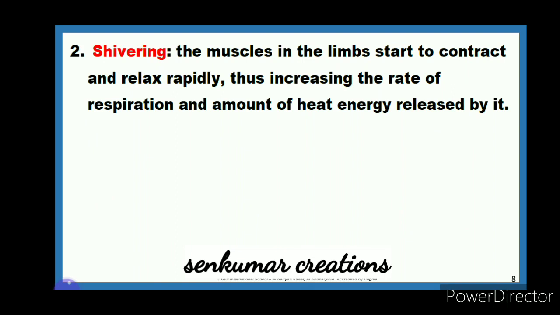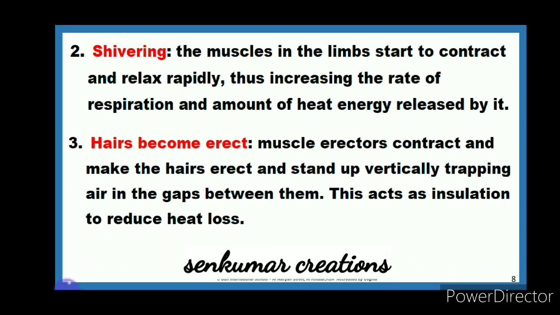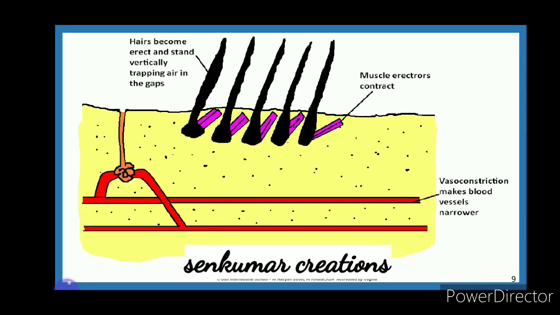The first process is vasoconstriction, the second one is shivering, and the third one is the hair becoming erect. So muscle erectors contract and they make the hairs erect and stand up vertically, trapping air in the gaps between them. This acts as insulation to reduce heat loss. So you can see the picture here. In the first picture we have seen the hair becomes flattened. Here, the muscle erectors contract, so the hairs are erected, standing vertically, trapping air in the gaps.